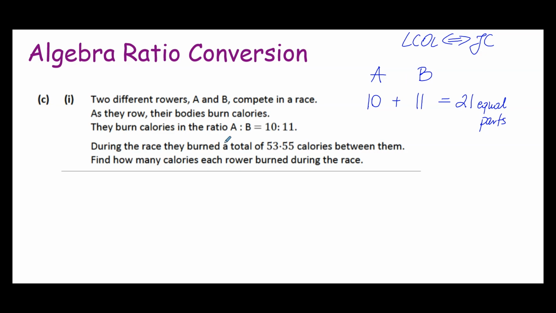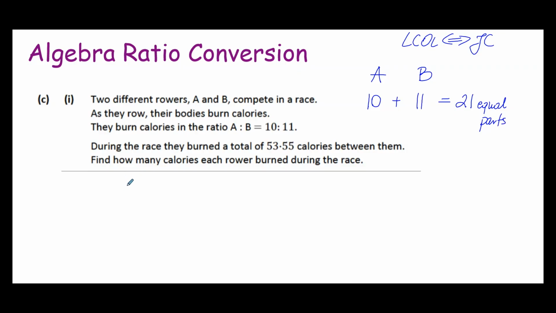So during the race, they burned a total of 53.55 calories between them. So we have to find out how many calories each rower burned during the race. So how do we do that? That's where conversion comes in extremely handy for this type of calculation.